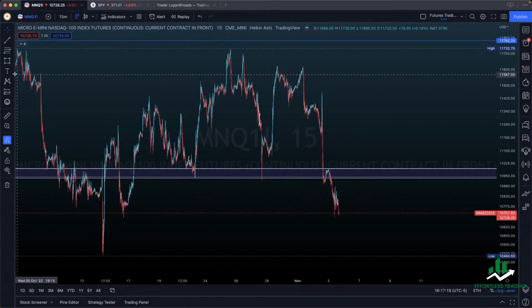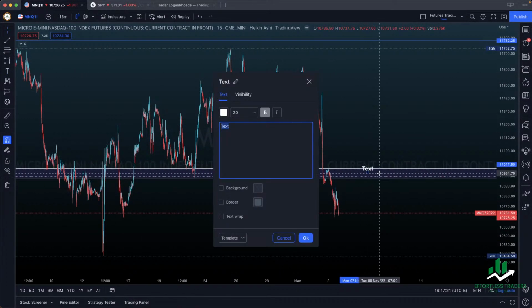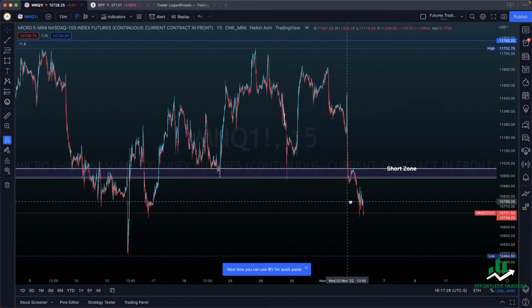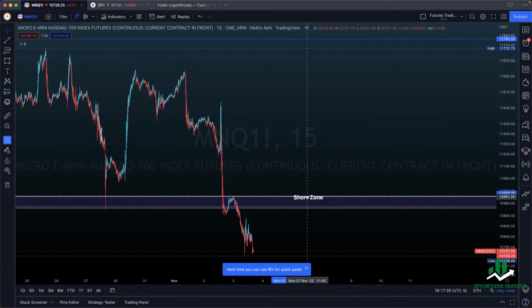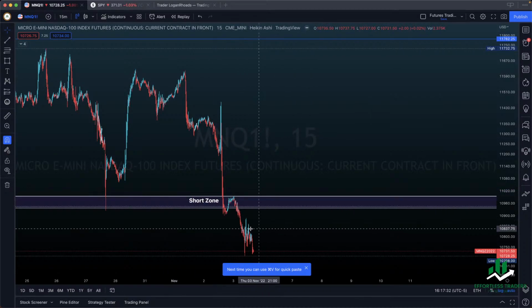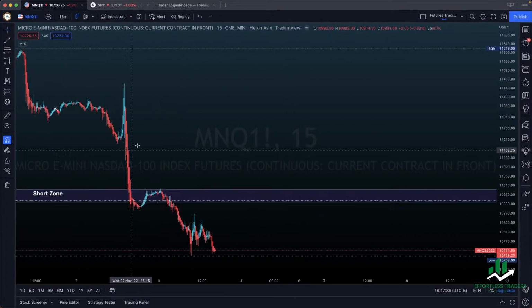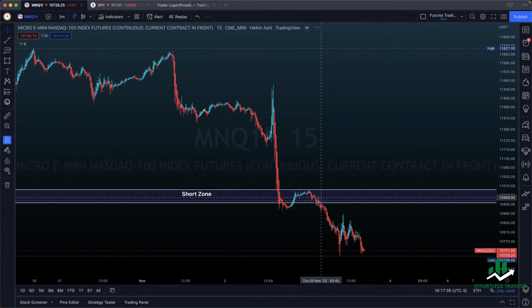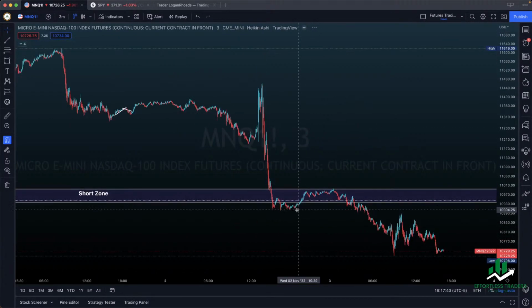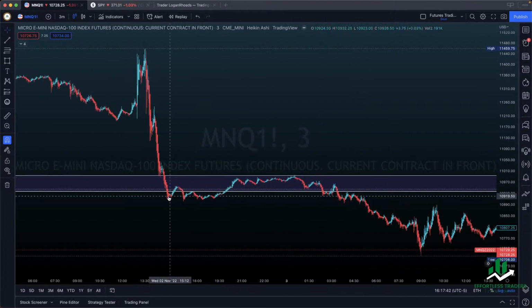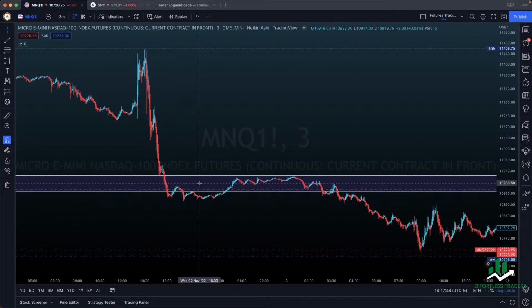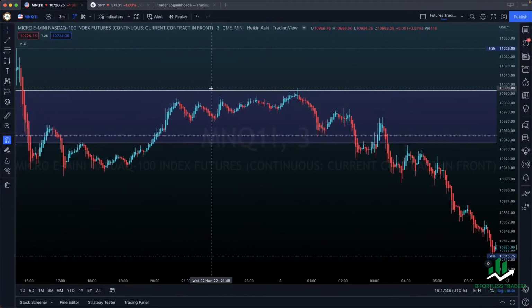So what I actually do is I come over here and type in short zone. Like that. I'll put it in there. So we just drew a good supply and demand zone here. And as you can see, it actually worked out today, which is really funny because I didn't plan any of that. But basically you'd play the short at a breakout and your stop loss would be the top of the zone right here.